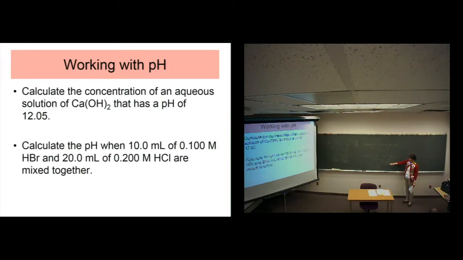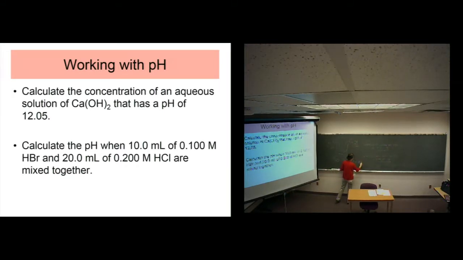Okay, so let's write that in. So the moles of the hydrogen ion is now 0.0050 moles. So the molarity comes out to be 0.1667. That's the molarity of the hydrogen ions. Okay, so I can put that in here and find the pH. And the pH is what? 0.778. That's the pH.